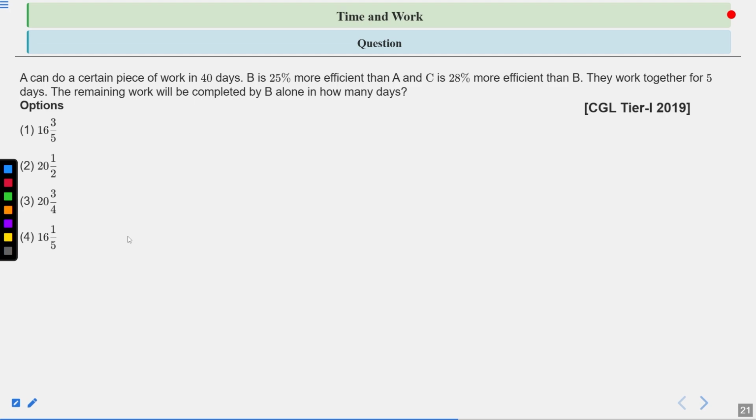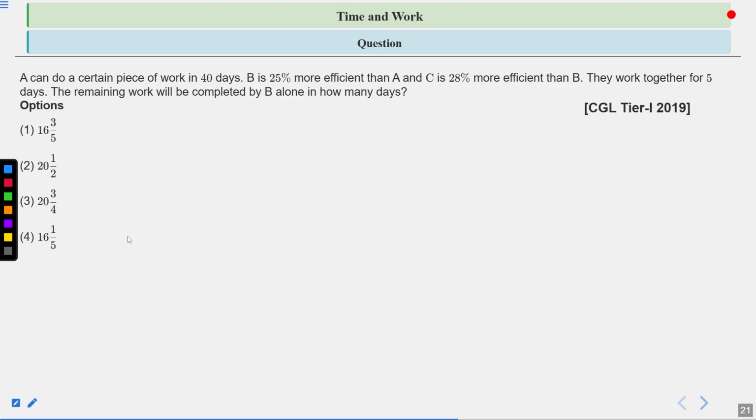A can do a certain piece of work in 40 days. B is 25% more efficient than A, and C is 28% more efficient than B. They work together for 5 days. The remaining work will be completed by B alone in how many days? And this question was asked in the SSC CGL Tier 1 exam in 2019.